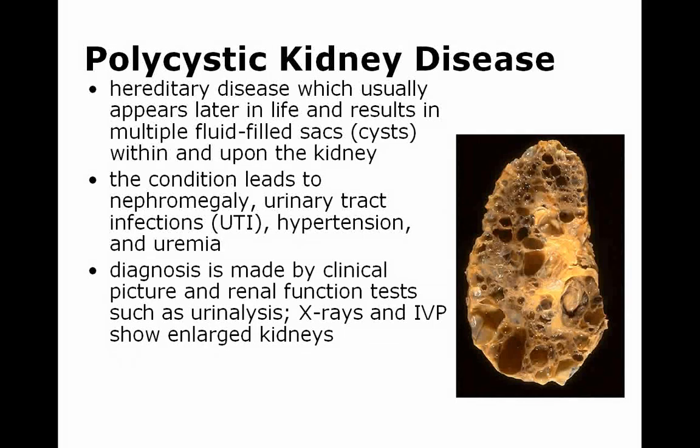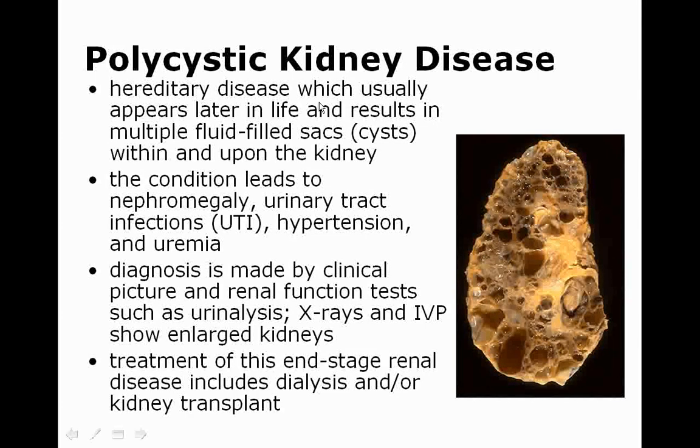Diagnosis is made by the clinical picture, by the complaints that the person has, by the frequent UTIs. Renal function tests can be done, x-rays and intravenous pyelograms that will show that the patient actually has this enlargement of the kidneys with the multiple cysts. Again, it's hereditary. Treatment is very difficult. Treatment is more about treating the symptoms, keeping the blood pressure down, antibiotics for the urinary tract. Dialysis is eventually going to be needed, or a kidney transplant.